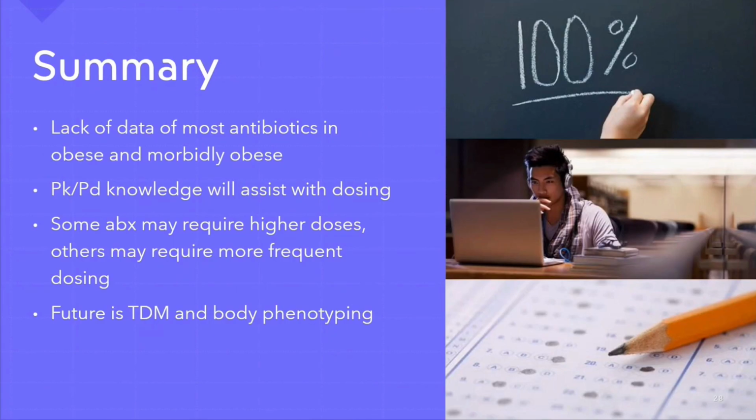All right, so that brings me to the summary and conclusion for today. So really a lot of lack of data for most antibiotics when it comes to dosing obese and morbidly obese. Having that background PKPD knowledge will certainly assist you with walking through some of those questions. We know that some antibiotics may require higher doses, where others may require more frequent doses. And the future, I think, to look forward to is TDM, and then maybe one day body phenotyping and getting away from pragmatic measurements.